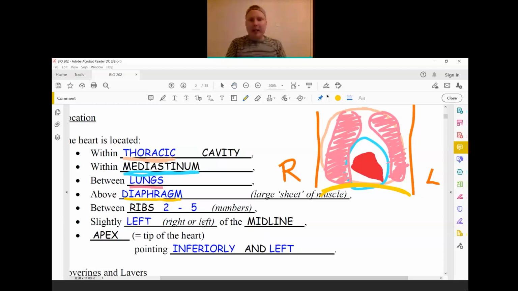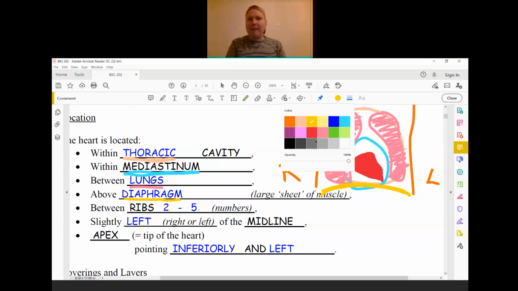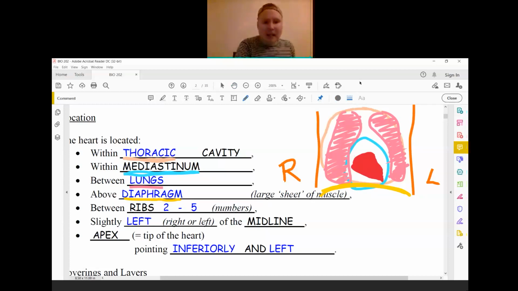The other clue, which is especially good when we look at the surface anatomy, is that the heart is located between ribs 2 and 5. So let's add our ribs here. So that's our first rib, and that's our second rib, third, fourth, and fifth.